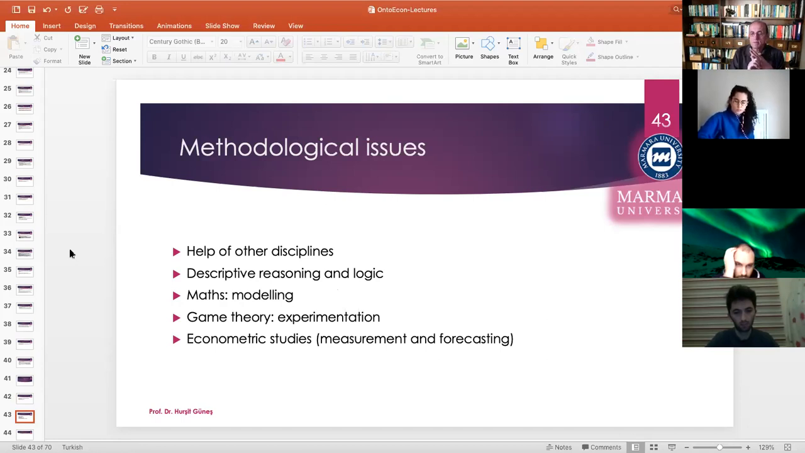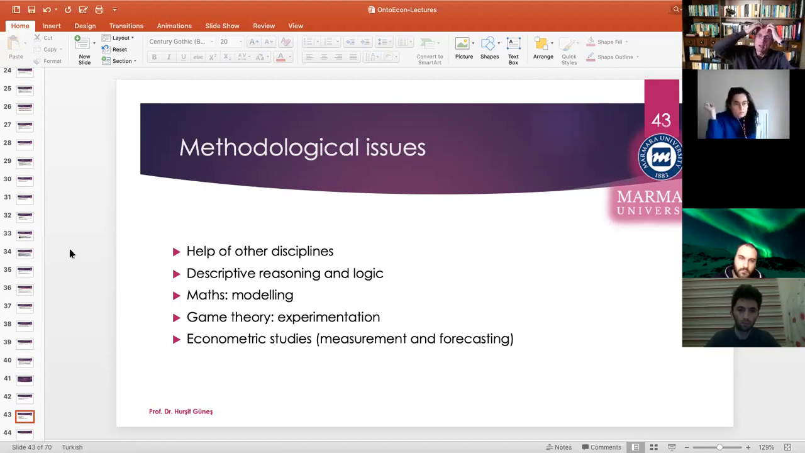Maths has provided a lot of ease of modeling for us. It has provided a lot for modeling of economics in our subject. Game theory has also provided or contributed to economics by allowing experimentation. Now, for econometric studies, these are all, you see, the tools we can use.